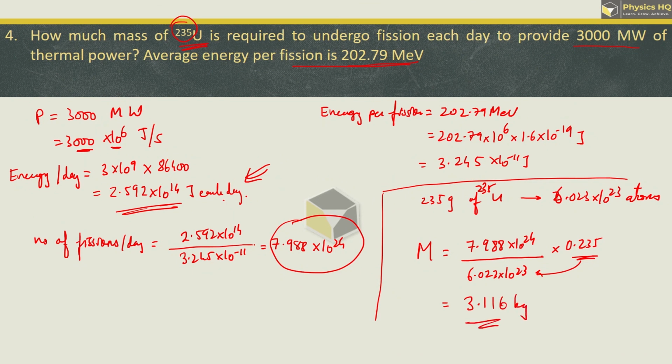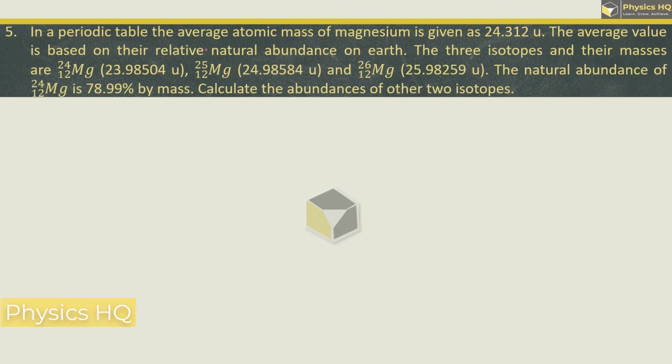Let us check out the last sum. In a periodic table, the average atomic mass of magnesium is 24.312 AMU. The average value is based on relative abundance on Earth. The three isotopes and their masses are given over here, and the natural abundance of this magnesium with mass 24 is 78.99%. Calculate the abundance of other two isotopes.